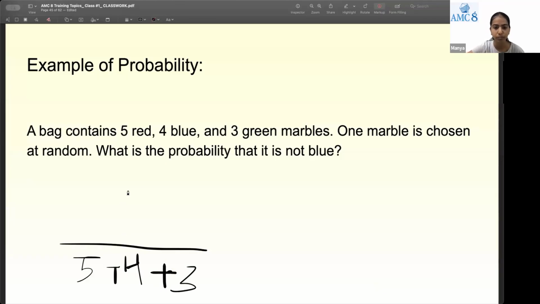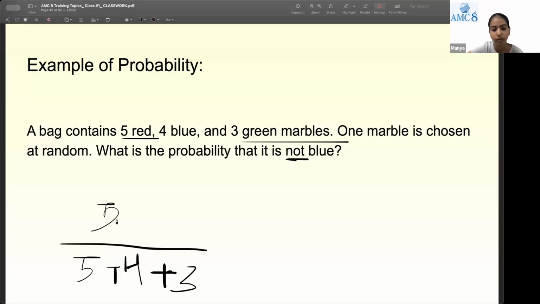And the top one would just be, what is the probability that it is not blue? So it cannot be blue. Well, if it can't be blue, then what color does it have to be? Either red or green. How many total red or green marbles are there?